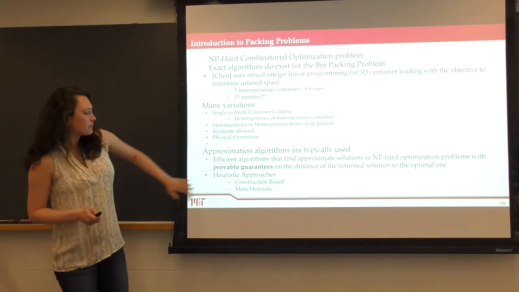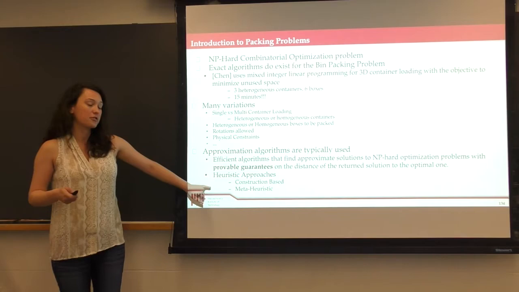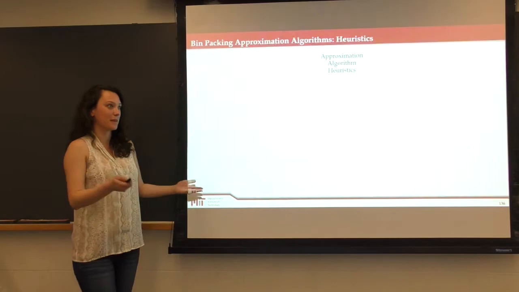And so there are main ways that this is done in the literature, and there are heuristic approaches. The two types of heuristics are construction-based and meta-heuristics. And this is actually what I'll be talking about for the rest of my time up here. So in general, we have approximation.